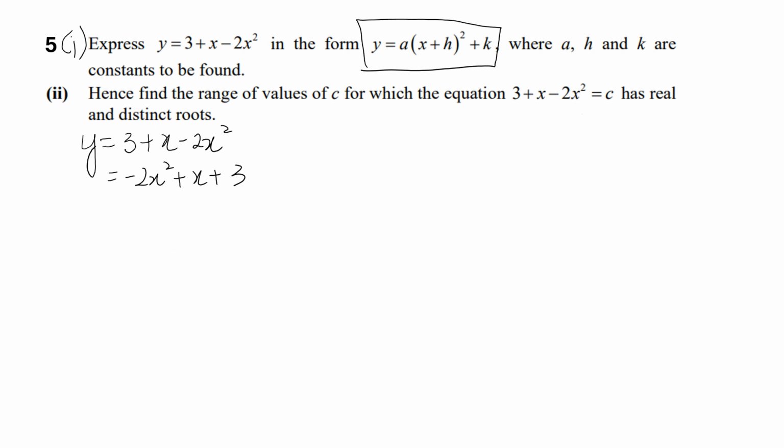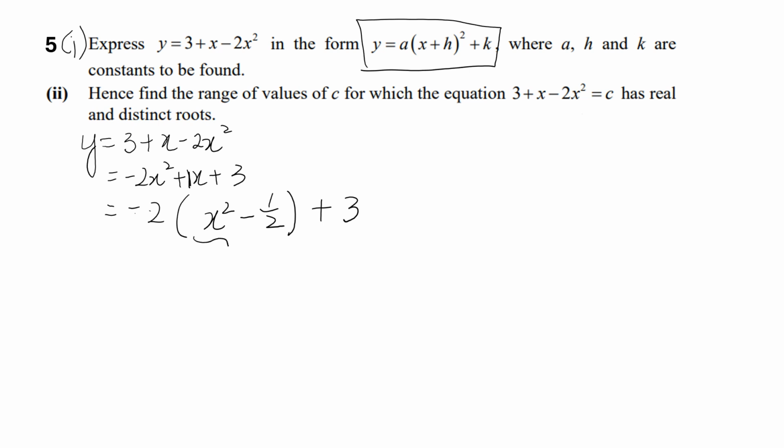All right, so we're going to factorize your 2 out. So I will have x squared, and the coefficient of x is 1, right? So basically this value here is just positive 1 divided by negative 2. Take 1 divided by negative 2, so that gives you negative half, and then plus 3. Okay, so far so good?